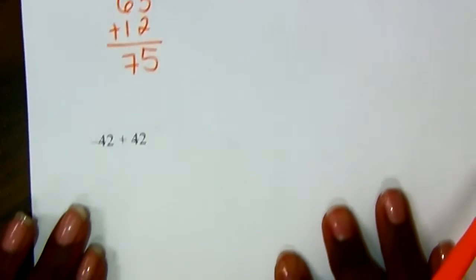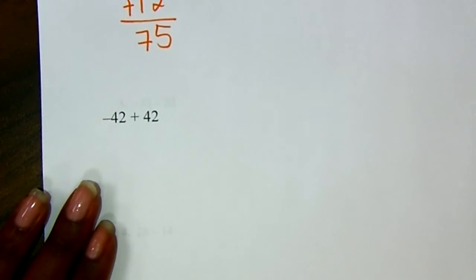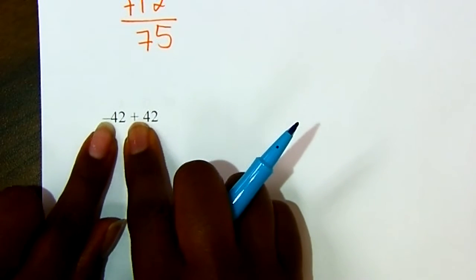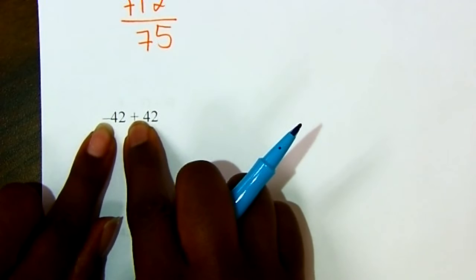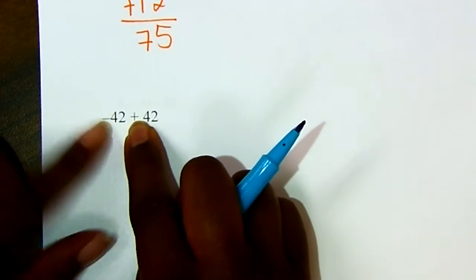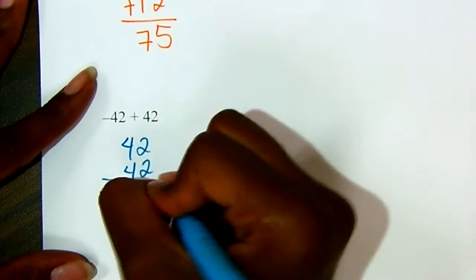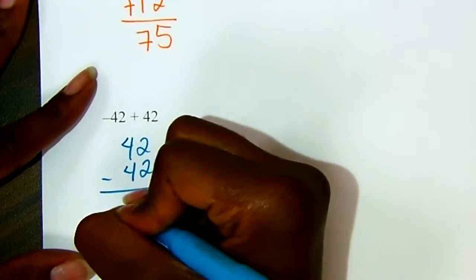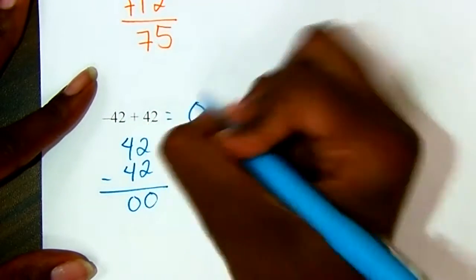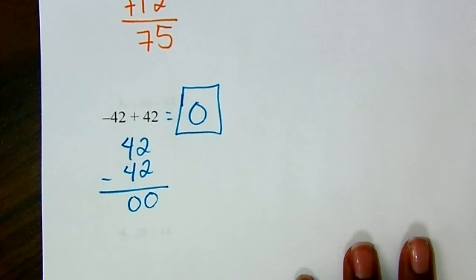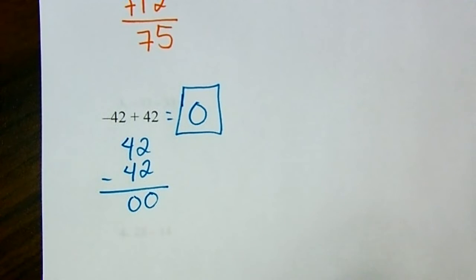Let's do another one. Negative 42 plus 42. Again, I'm looking at the signs. They are different. When I have different signs, I'm supposed to subtract. So set that up. 2 from 2 is 0. 4 from 4 is 0. I know that a 0 is neither negative or positive. Okay, so negative 42 plus 42 is 0.